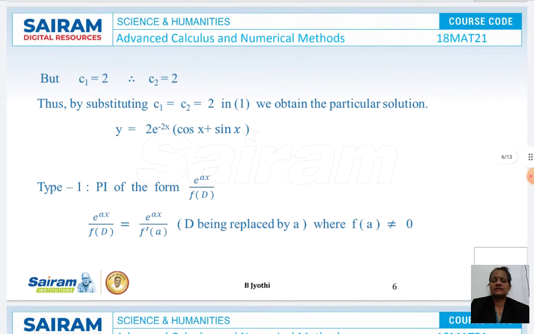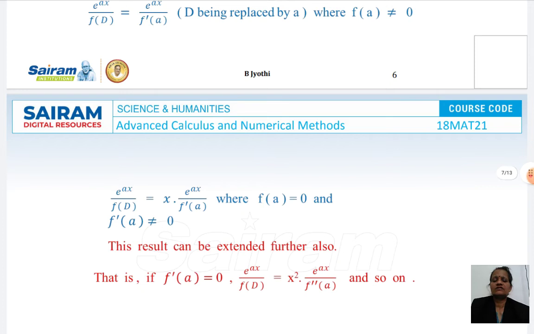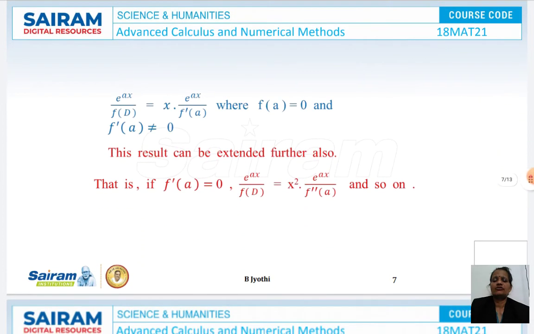Now let us discuss some of the particular integrals. The first type is e power ax by f of D. So e power ax by f of D is e power ax by f of a, that is by replacing D with a, provided f of a is not equal to 0. If it is equal to 0, then we will multiply the numerator by x and the denominator will be f dash of a. And it continues provided f dash of a is not equal to 0.